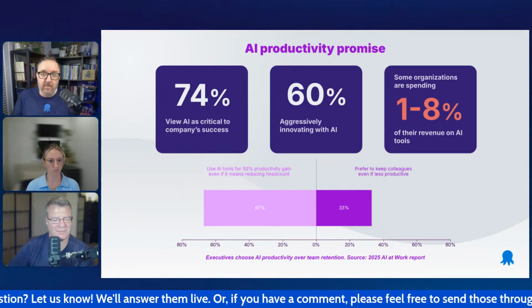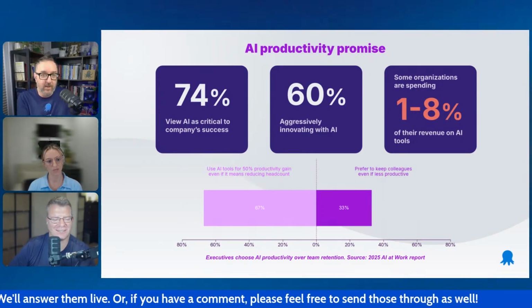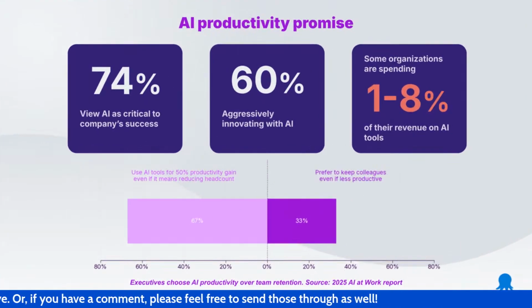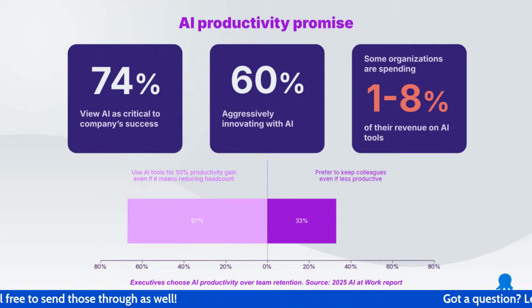I'm really curious about this 1 to 8% of their revenue being spent on AI, because that sounds almost in the realms of a regulatory fine. This is a lot of money.